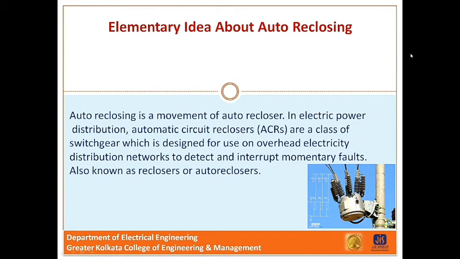Now, auto reclosing is a function of an auto recloser. In electric power distribution, automatic circuit reclosers are a class of switchgear which is designed for use on overhead electricity distribution networks to detect and interrupt momentary faults, and these are also known as reclosers or auto reclosers. Auto reclosers are essentially high voltage rated circuit breakers with integrated current and voltage sensors and a protection relay optimized for use as an overhead network distribution protection asset.